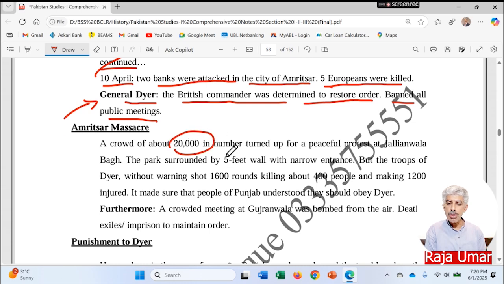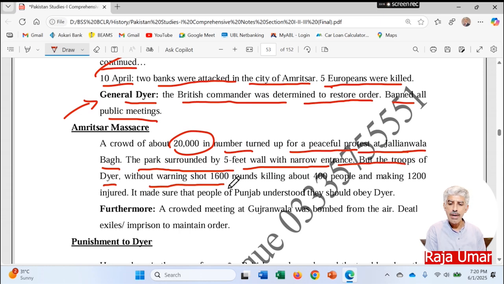A crowd of about 20,000 people turned up for a peaceful protest at Jallianwala Bagh, Amritsar. The park was surrounded by a 5 feet wall with a narrow entrance, but the troops of General Dyer, without warning, shot 1,600 bullets, killed about 400 people and left 1,200 injured over there. It made sure that the people of Punjab understood they should obey General Dyer.